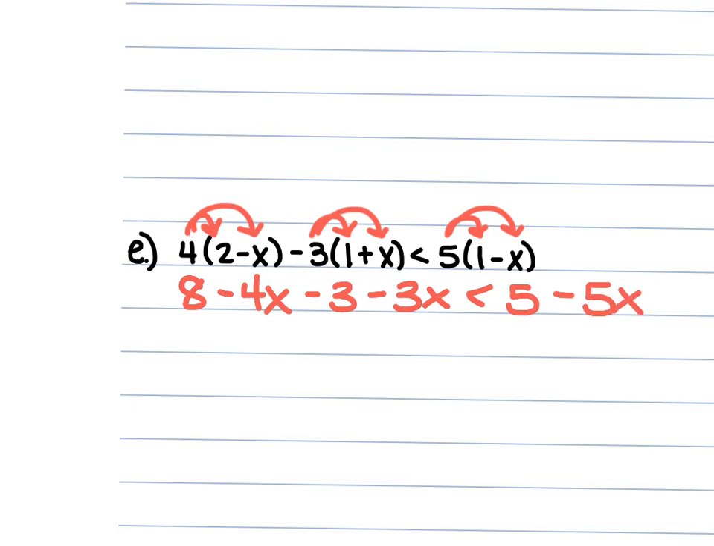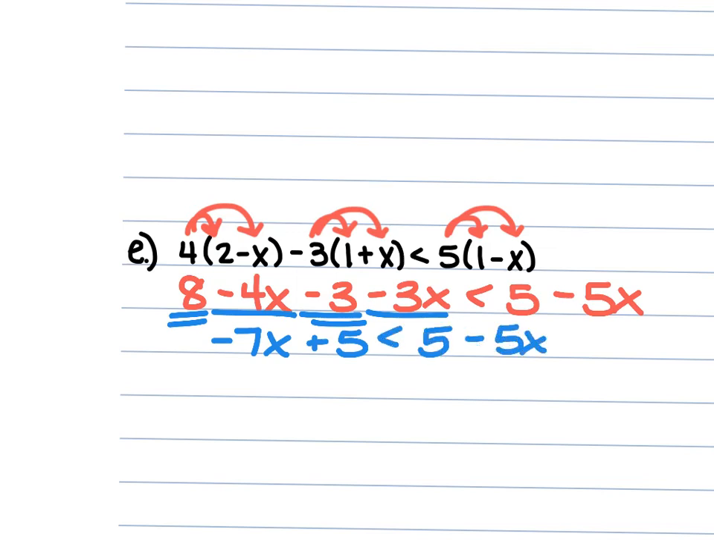So from here, we're going to combine like terms if we can. We have that negative 4x and that negative 3x, and that 8 and the negative 3. So negative 4x minus 3x is going to give us negative 7x. 8 minus 3 is positive 5, is less than 5 minus 5x.